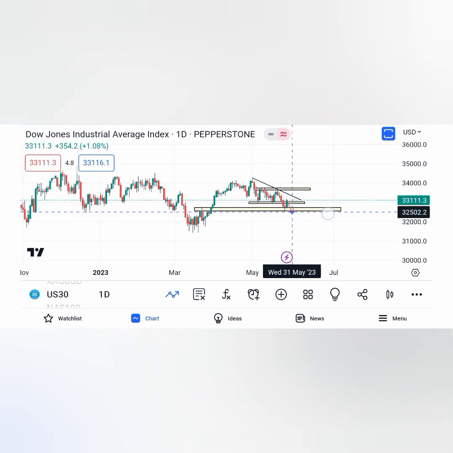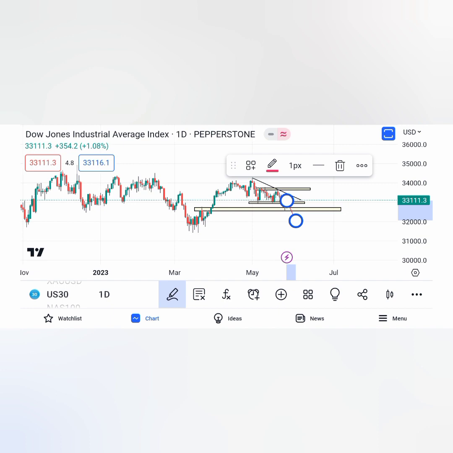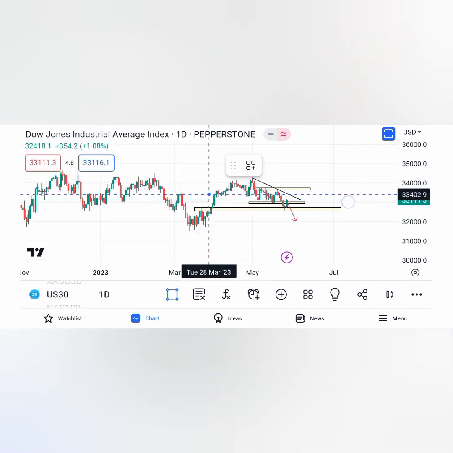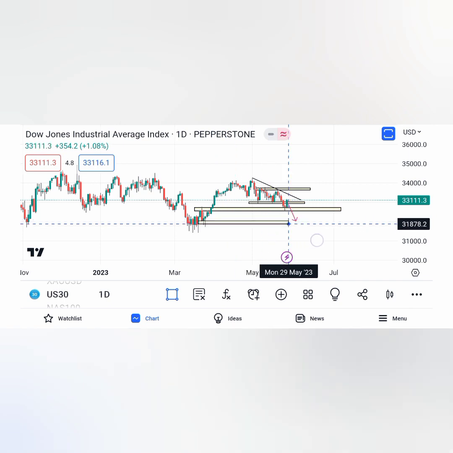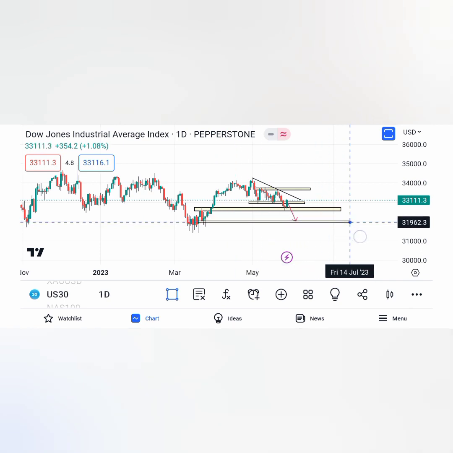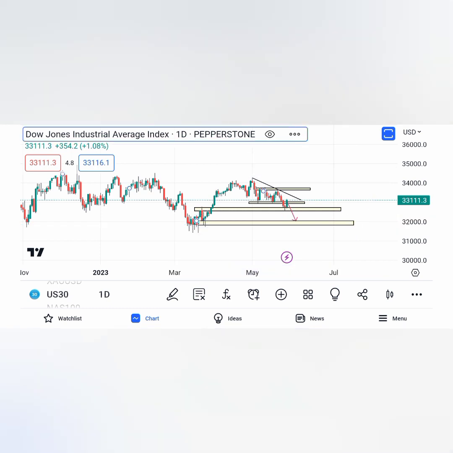So if it breaks this level here and continues downwards, my next level will be this point on US 30. So here also will be my next point on US 30. So this is my analysis on US 30.